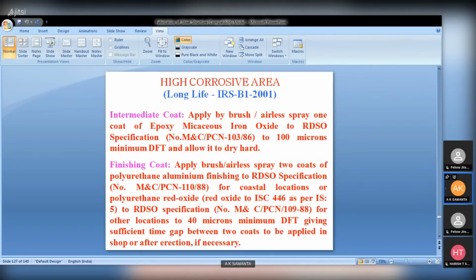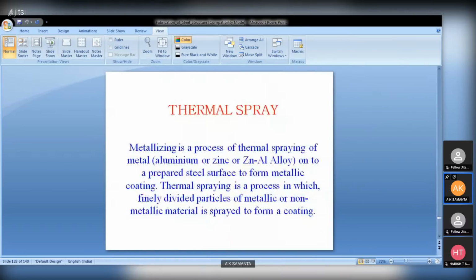Even on the seashore, where corrosion is the most problem, we can expect that life. And for your guidelines, one coat, when it is manually painted, means approximately 40 micron.